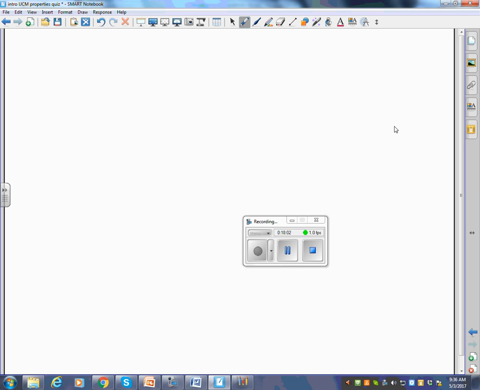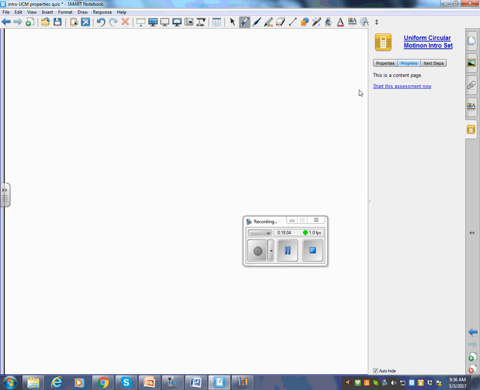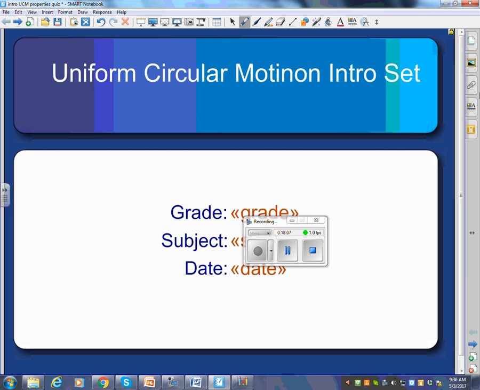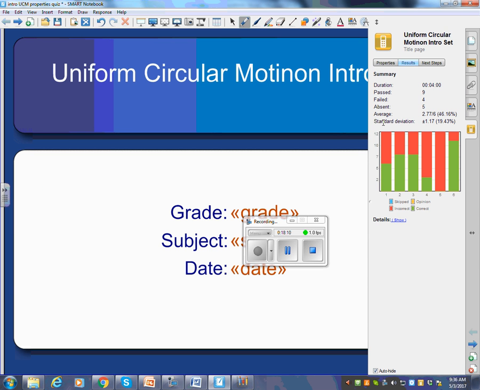Okay, so overall, how did we do? Overall, we got 46%, with a standard deviation of plus or minus 1.17, or 19%. Someday remind me to talk to you about what standard deviation means.